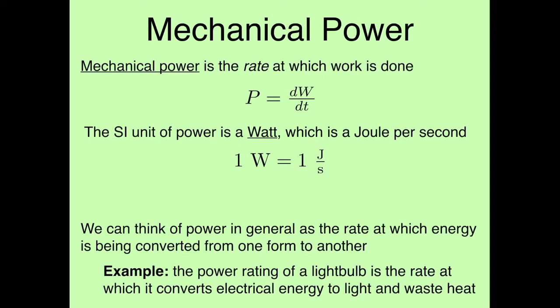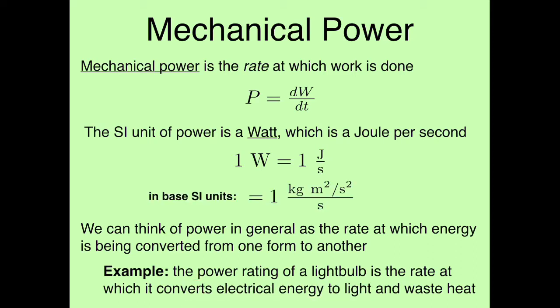Since it's the rate at which we're doing work, that can be understood as the derivative of work with respect to time, so dW/dt. That's the definition of mechanical power. The SI unit of power is a watt, which is defined to be a joule per second, because of course we're going to have units of work on top, which would be joules, and units of time on the bottom, which would be seconds in the SI system.